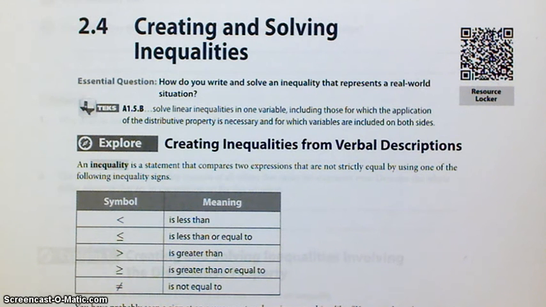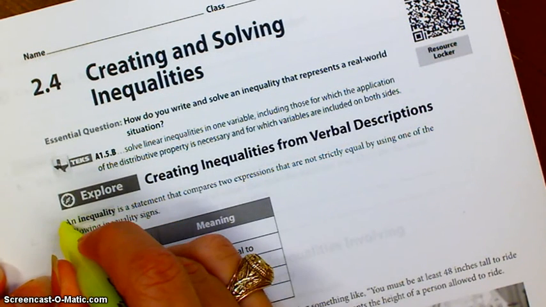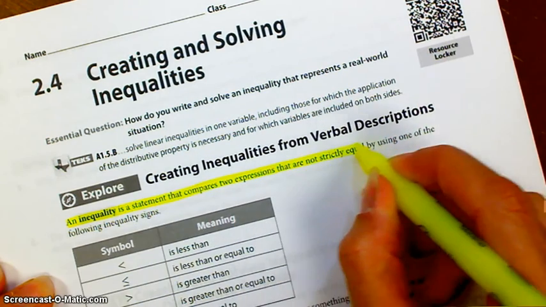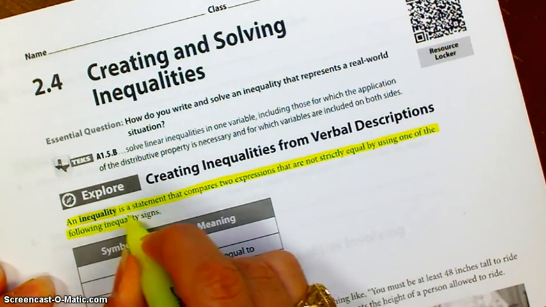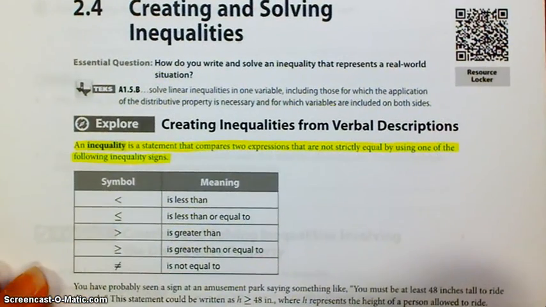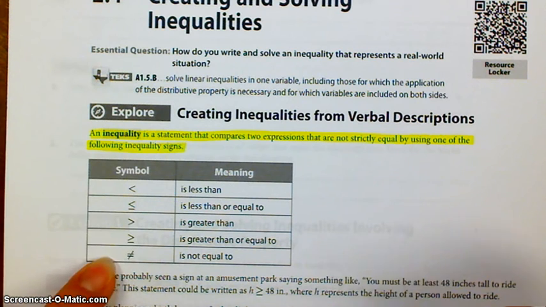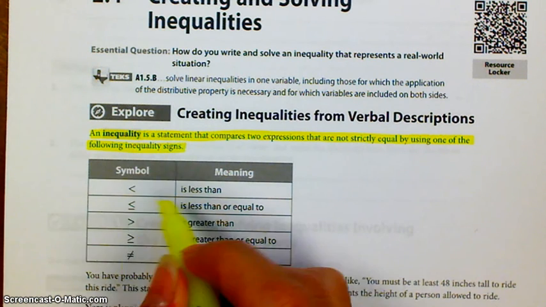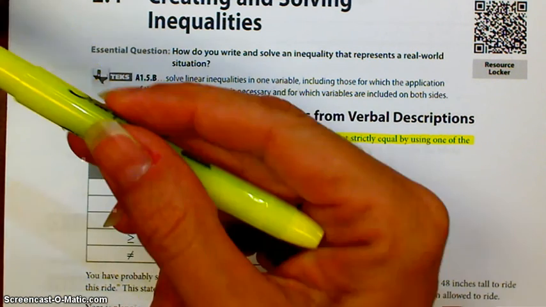Okay, this screencast is going to take you through Module 2, Lesson 4, which is all about creating and solving inequalities. So down here, it says that an inequality is a statement that compares two expressions that are not strictly equal by using one of the following inequality signs. Basically, you have equations, which you'll use an equal sign with, and you have inequalities, which you'll use one of these other symbols.